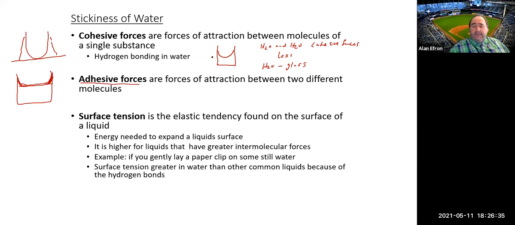It's not always the case that we see this U-shaped meniscus. We'll see an example in a bit where it goes in the opposite direction. Another property of water is what is referred to as surface tension. Surface tension is basically the elastic tendency that we see on the surface of water or a liquid.